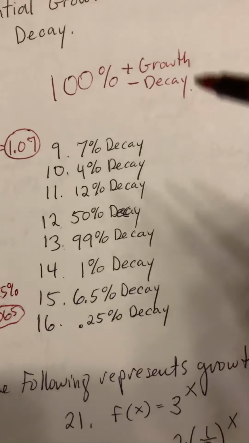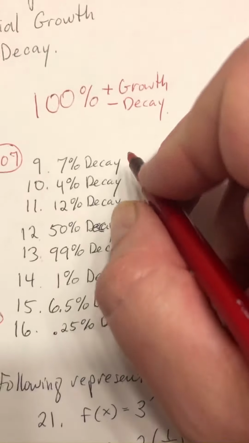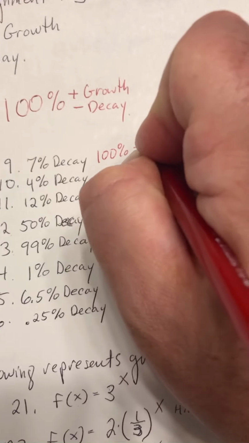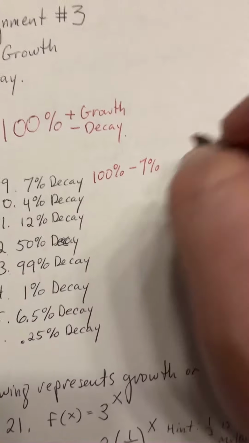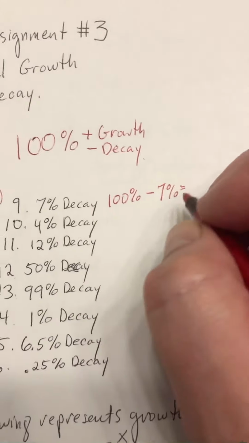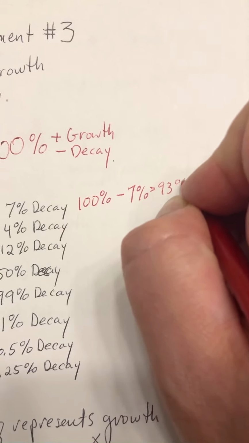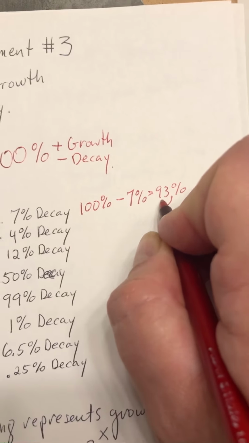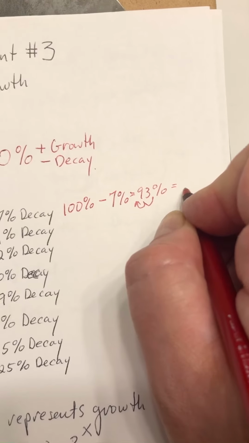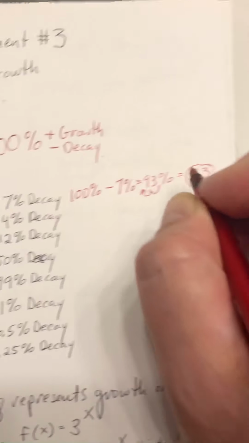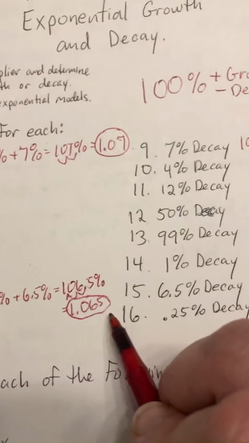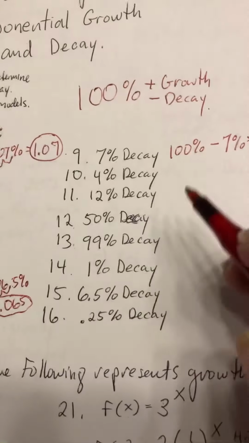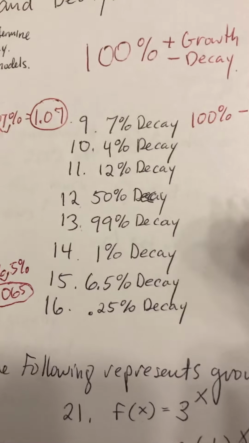For decay, this is for 9 through 16, you simply subtract. So for number 9, we would say 100%, and we would subtract 7% for the decay. That will give us $100, take away $7 is $93, or 93%. Remember the invisible decimal point, and that moves over 2 places to the left. So remember, anytime you're a growth, your multiplier will be just above 1. If you are a decay, you're just under 1 or below 1. So that's what you're going to do 9 through 16 here for the decay.